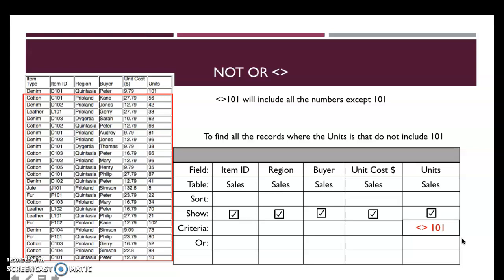Now, there's actually another way that you can say the word not, and the way you can do that is by using the greater than and less than symbols together, back to back. Less than first and then greater than. That in computer language also represents the word not or not equal to. Okay?